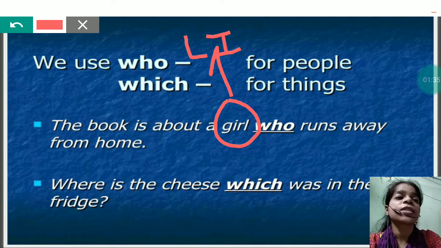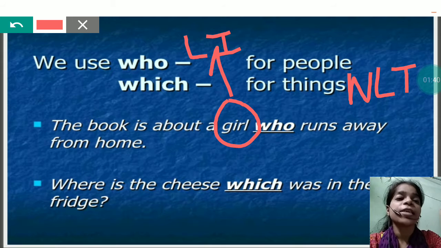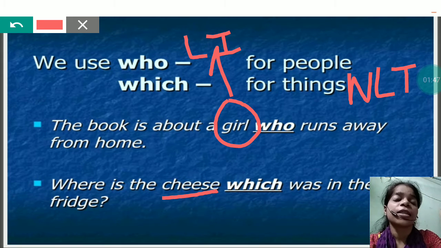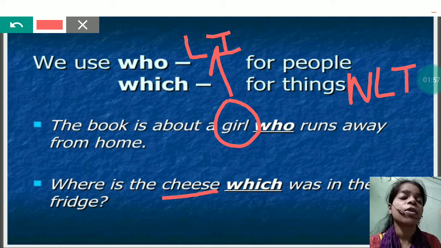Which is used for things, or you can say non-living things. Like, see, where is the cheese which was in the fridge? Now you can identify that cheese is a non-living thing, hence it will take which. So whenever we have to use relative pronoun who or which, then we will choose according to the nature of the subject. If the noun is living, then we will take who, and if it is a non-living thing, then we will choose which.